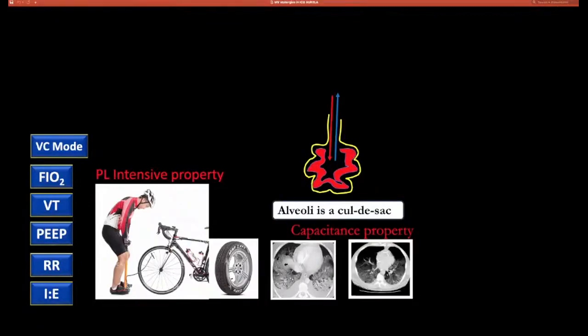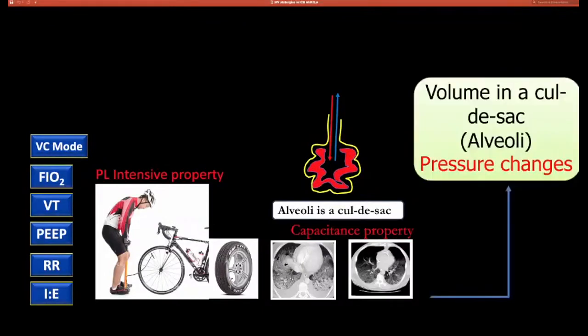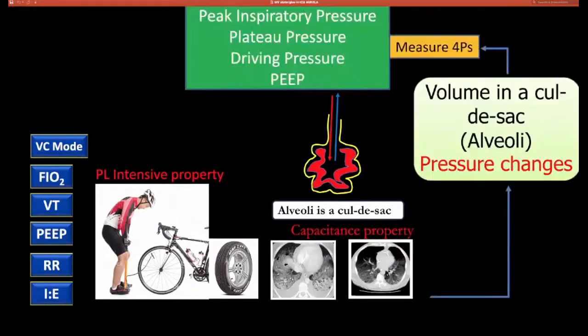This is the capacitance property. So what you set is the intensive property. The volume or the pressure you set is the intensive property, and the capacitance is the number of alveoli that are capable of accommodating that volume. When both of them interact, we get a pressure, and that is called the pressure change. And there are 4 pressures: PIP, peak inspiratory pressure, plateau pressure, driving pressure, and PEEP.